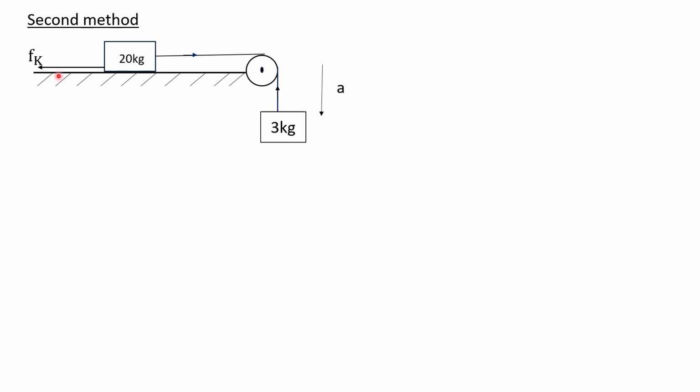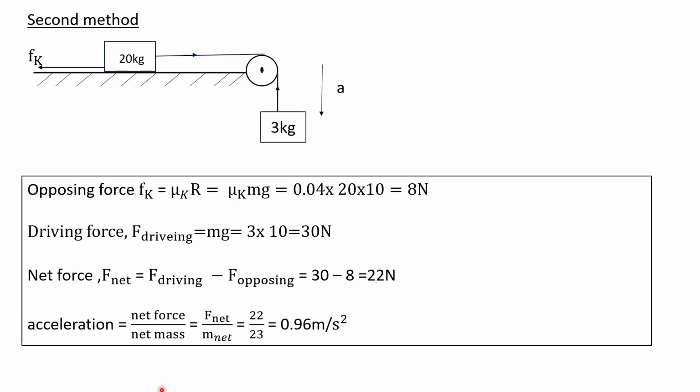Now let us consider a second method to solve the problem. First, let us consider the opposing force that opposes the motion of the block and trolley system. This is the kinetic frictional force Fk. Its value is mu k into R. R is equal to mg. And substituting the values, mu k is 0.04, m is 20, and g is 10. So we get the opposing force as 8 Newton.